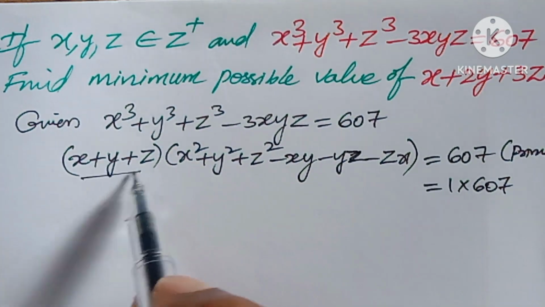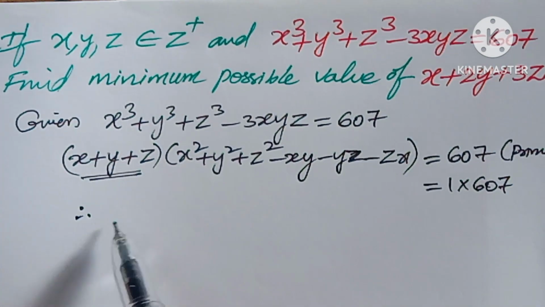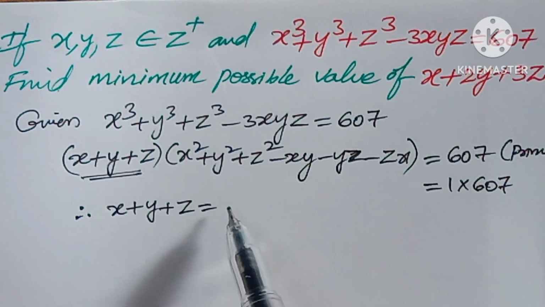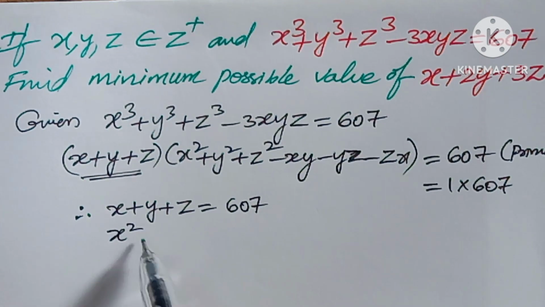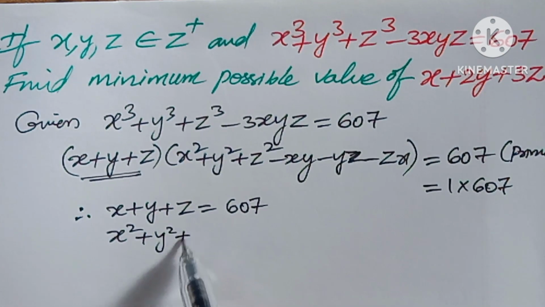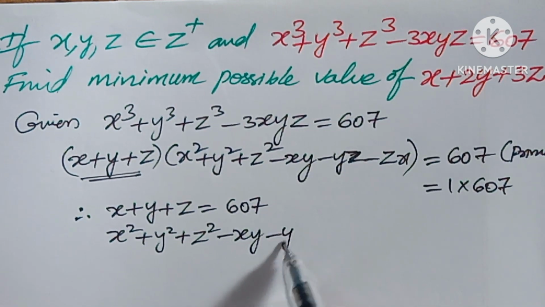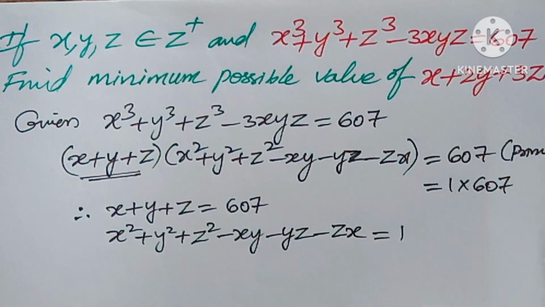Here this value is the sum, and here you are having the difference. So therefore, x plus y plus z we will take as 607, and x squared plus y squared plus z squared minus xy minus yz minus zx we will take as 1.